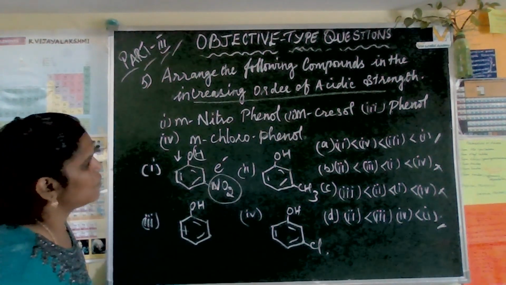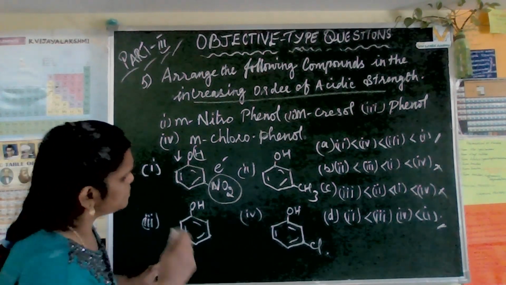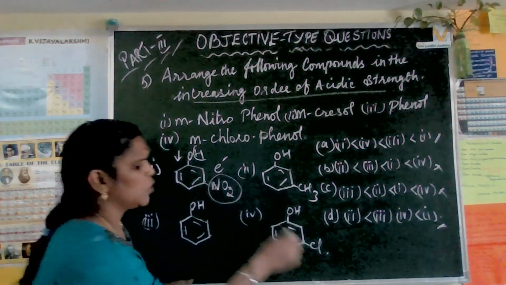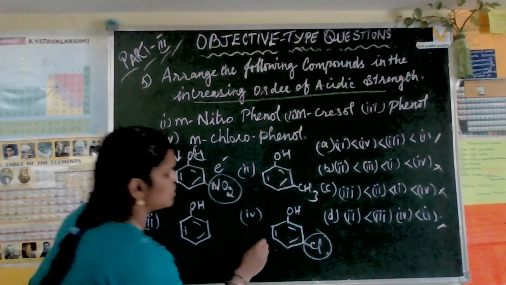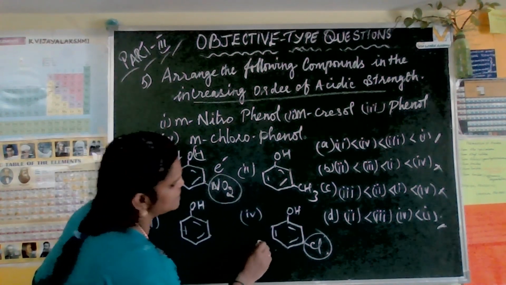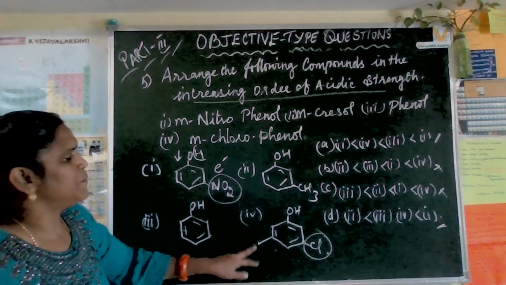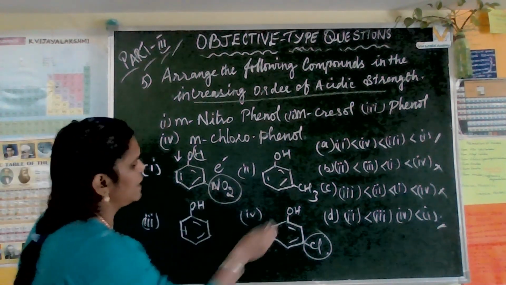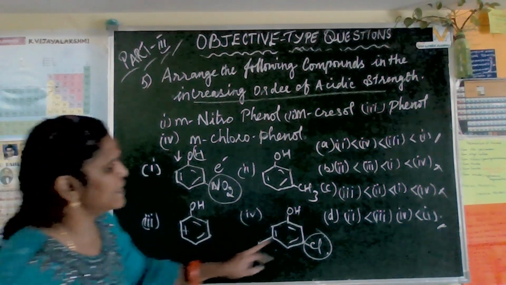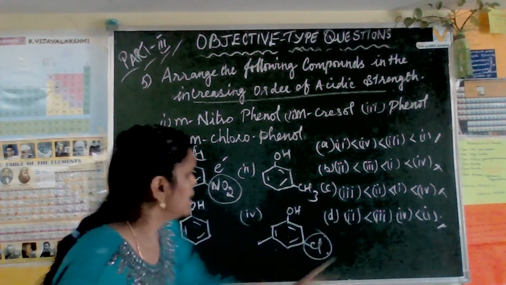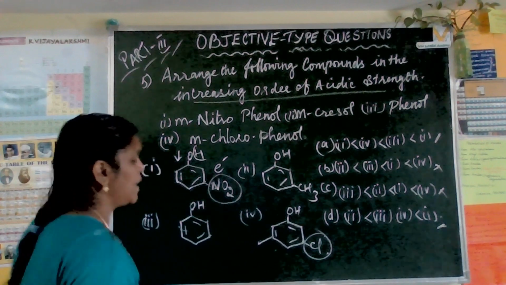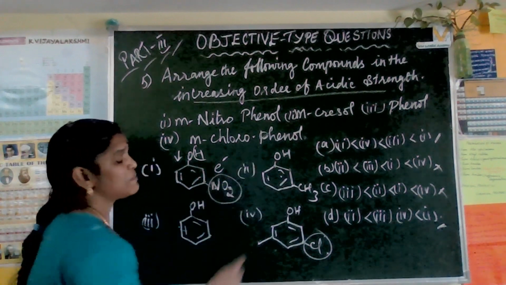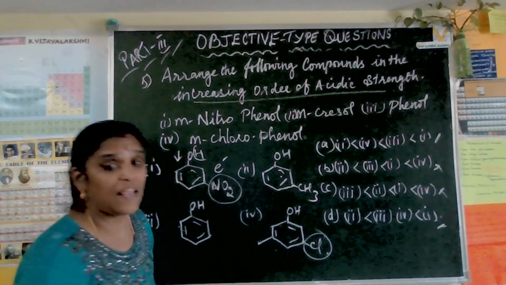Now the second one, the chloro group is there. This is also an electron withdrawing group, and it is nearer to the OH. Yes, this also we can say is more acidic comparatively than the other two. Next one, phenol. Of course it's only weakly acidic, but comparatively metacresol is the very least one.